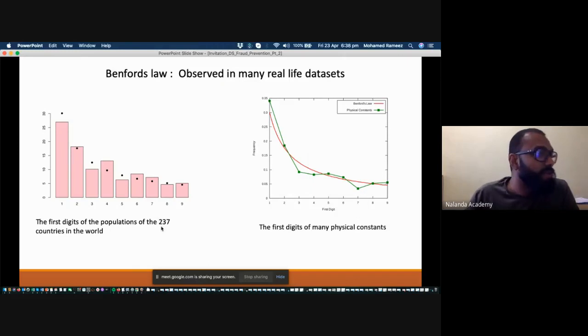And this law has been observed in various real life data sets. For example, if you take the 237 countries that exist in the world and plot the first digit of their populations, this is the distribution you'll see. It follows Benford's law more than a uniform distribution. I'm a physicist and many of you are engineering students, so you must be familiar with constants like Planck's constant or the ideal gas coefficient. If you take a large collection of those in any standard unit system and take their first digit, it is also distributed according to Benford's law and not uniformly.